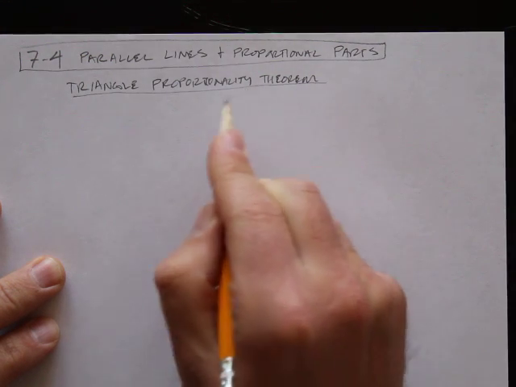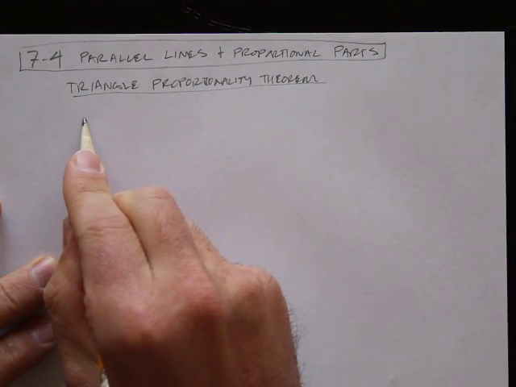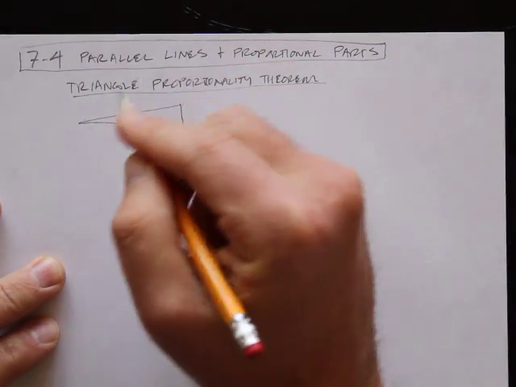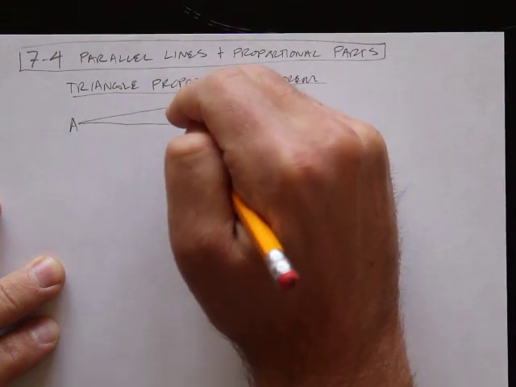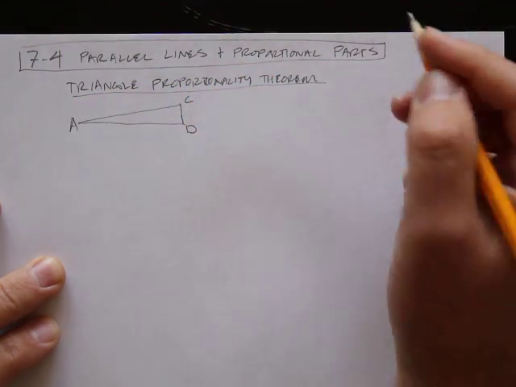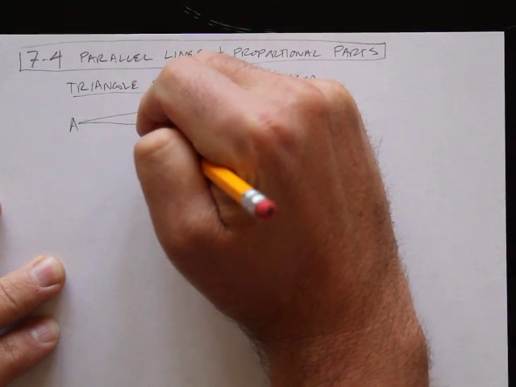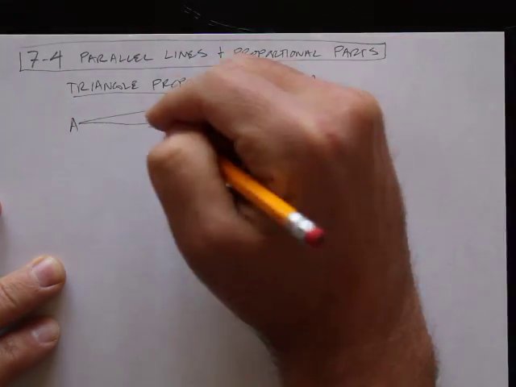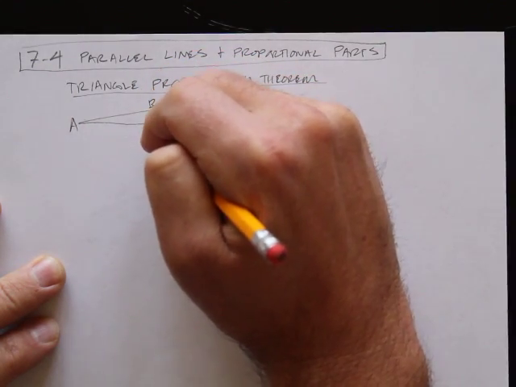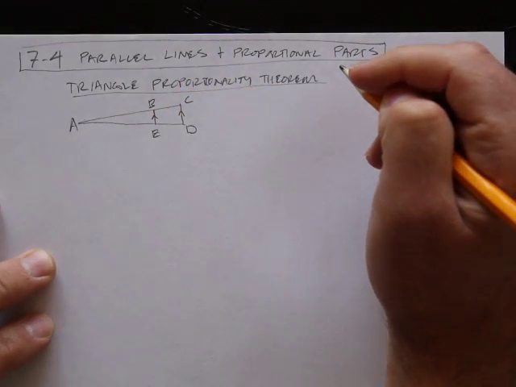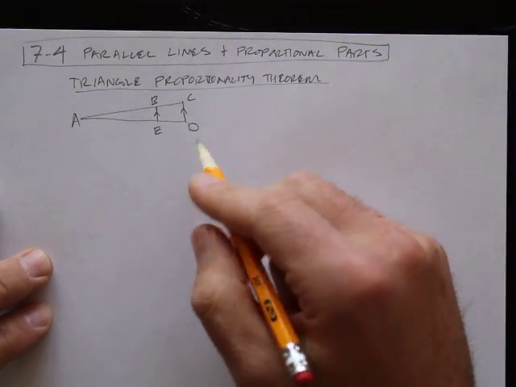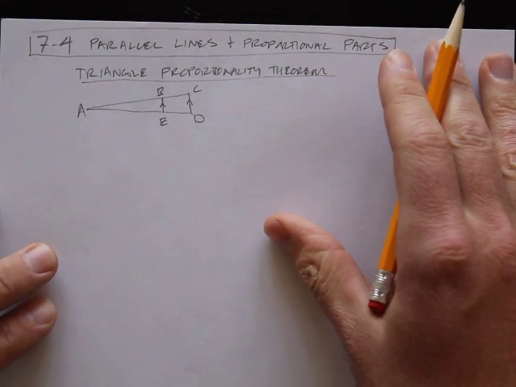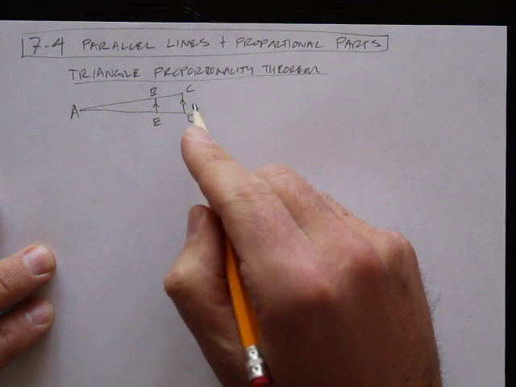In this triangle proportionality theorem, if I have a triangle that looks something like this, this is triangle ACD, and I have another side in here, and these two are parallel to one another, and this one is going to be BE. We've seen this already in 7-3, but we're going to talk about it more pointedly here.